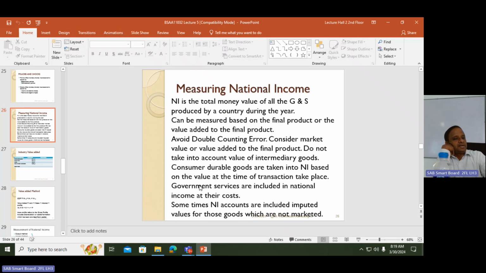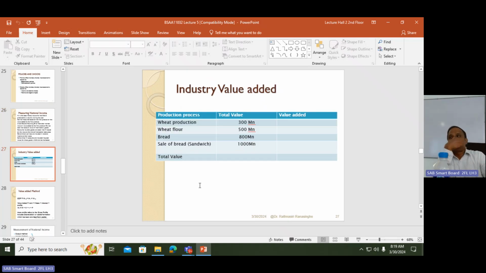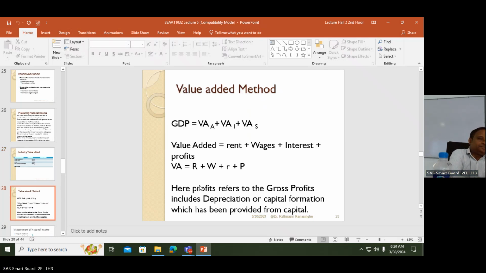So we talked about double counting. If we count the same thing twice, repeatedly, that will double count the national income and overestimate it. In order to avoid that, because we are covering the overall economy and calculating the overall performance, it's not a simple task. There are some approaches, so we need to use the value-added method or the final account approach.